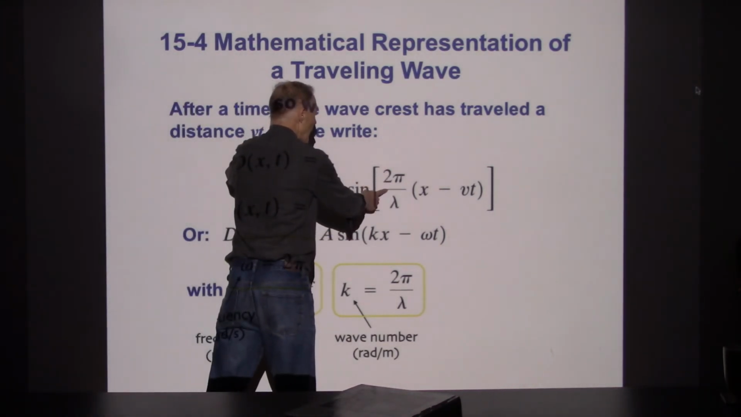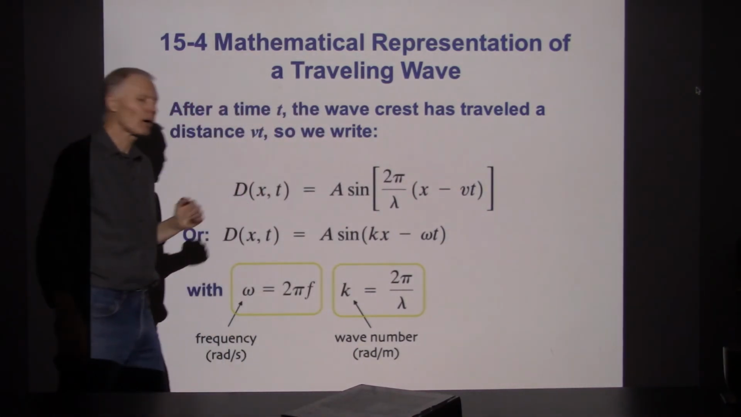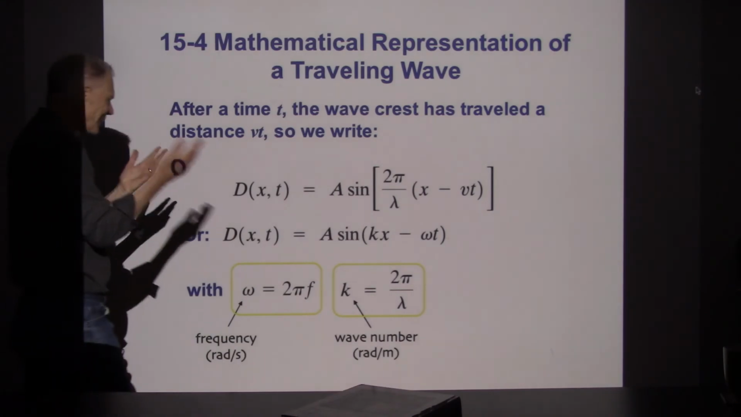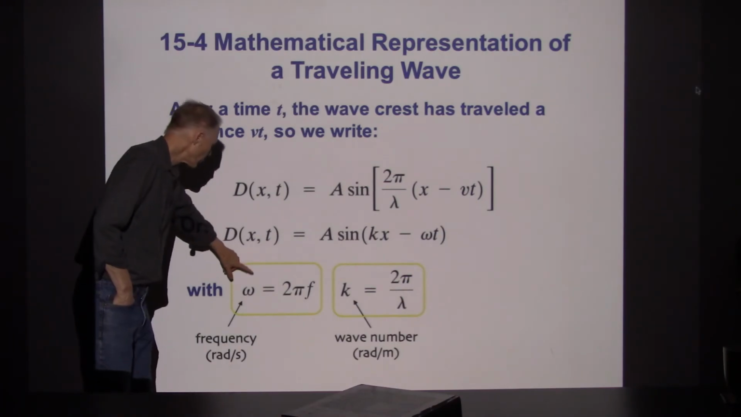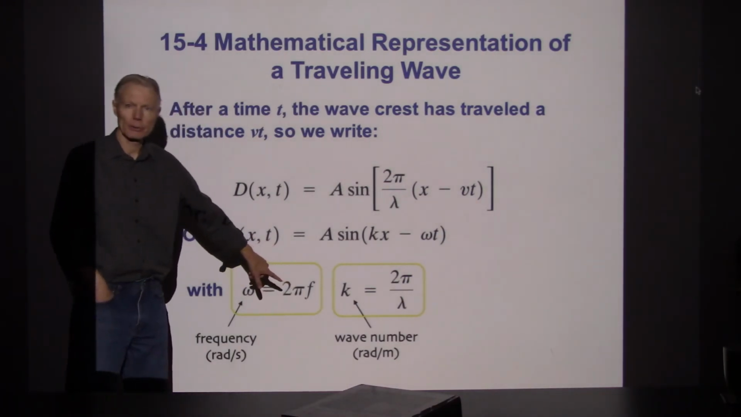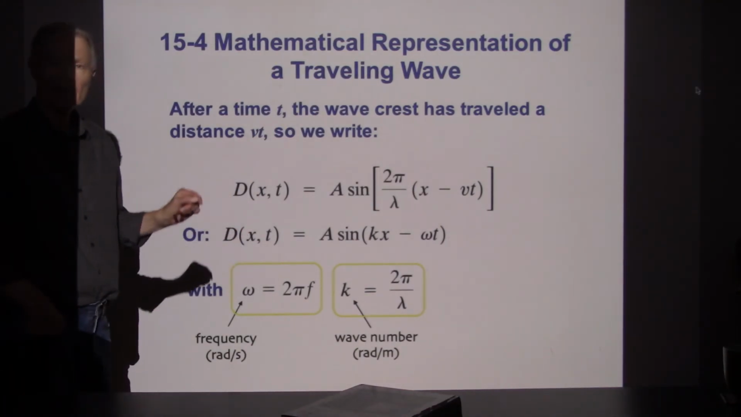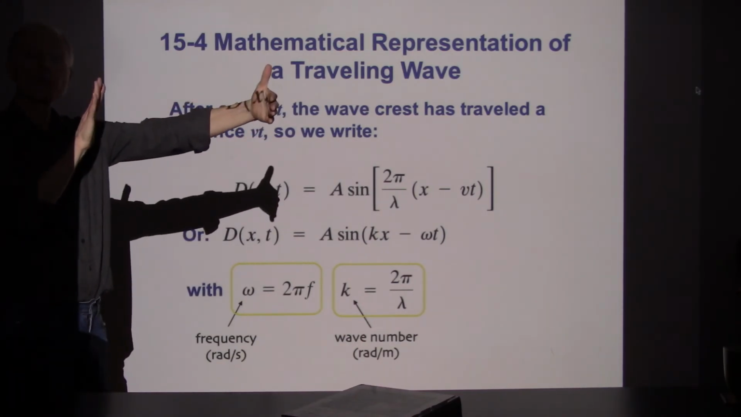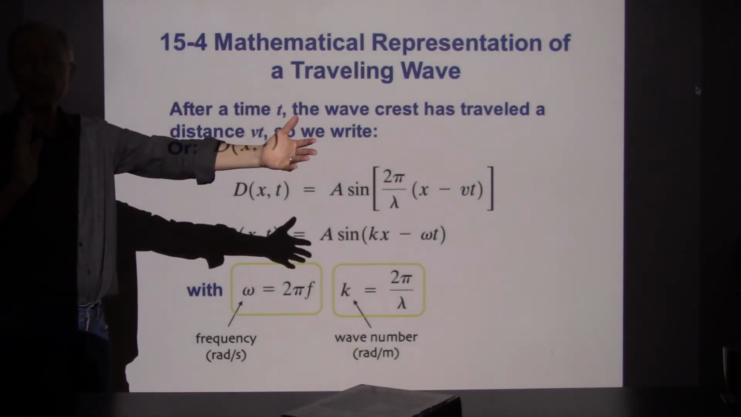That 2 pi over lambda was defined to be something we call the wave number. The wave number has units of radians per meter, and it works this way. A wave number is to wavelength as frequency is to period. So it's a different way of keeping track. If I have a large k value, it means that I have a lot of oscillations within a short distance. A small k value means that I have a long wavelength.